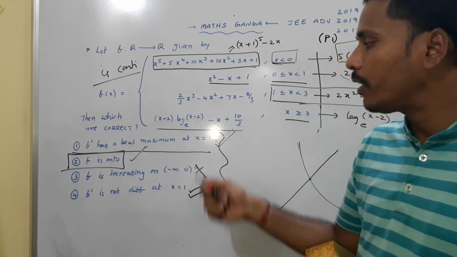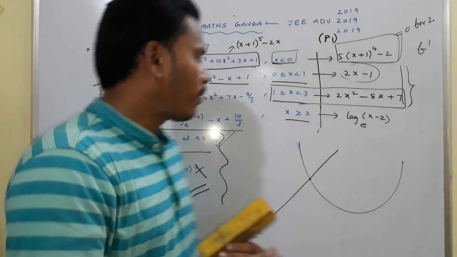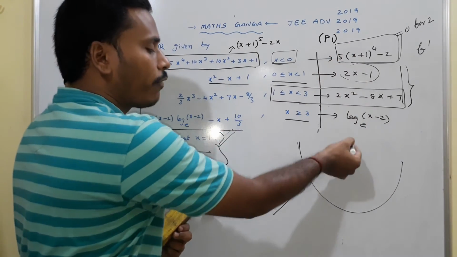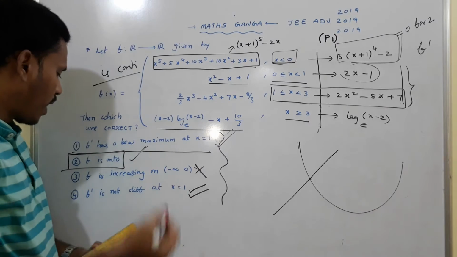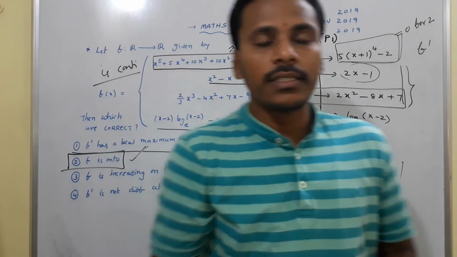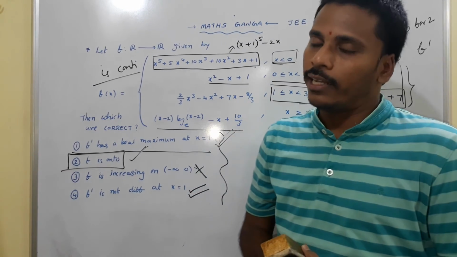So to identify the correct options, we first found the derivative of f, and then with the derivative of f, we concluded the correct options are 1, 2 and 4. So this is the question asked in JEE Advanced 2019 paper 1.